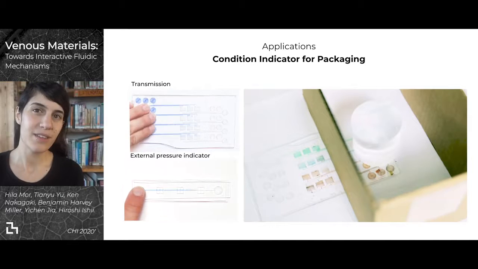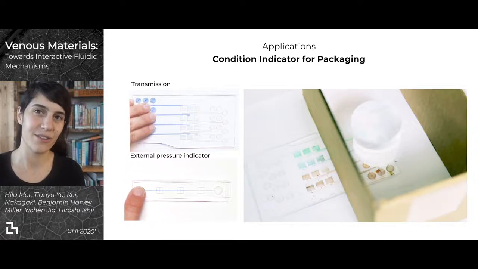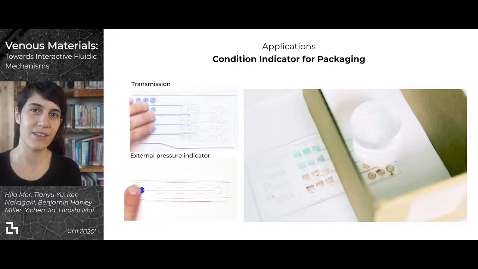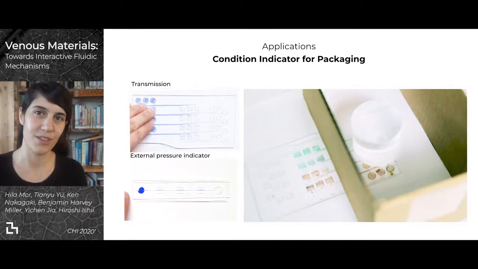In packaging, it often requires cheap and simple analog indicators. And we think Venous Materials has a great potential in this field to both transmit the information from inside the package to outside, and also to capture the external pressure as an indicator for the delivery process.